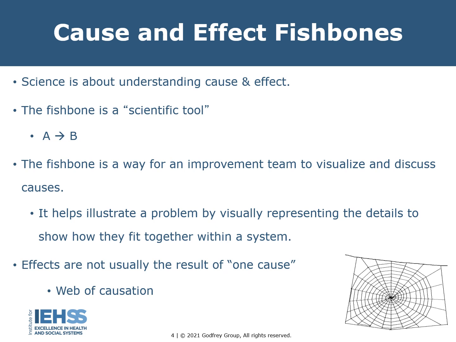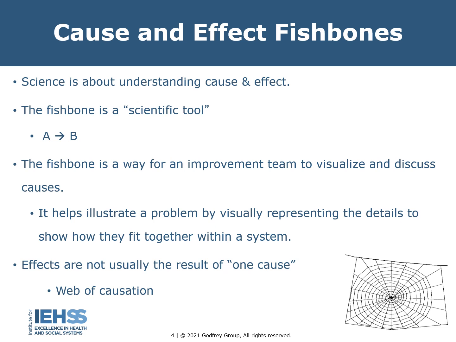Science is about understanding cause and effect. The fishbone is a scientific tool used to illustrate cause and effect. Cause and effect diagrams give you more information about causal factors influencing your specific aim and related processes. The diagram helps the team understand the forces that are contributing to a specific aim and thereby identify what might be changed to attain improvement goals. The diagram helps illustrate a problem by visually depicting the details to show how they fit together within a system.